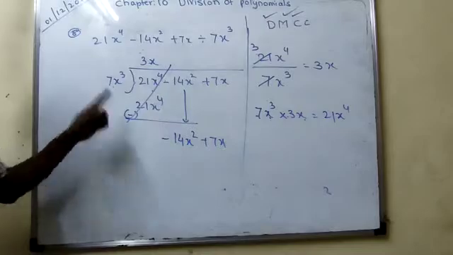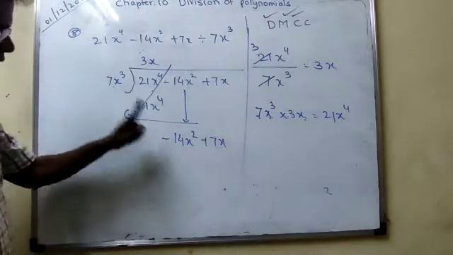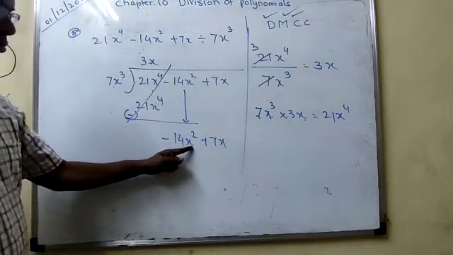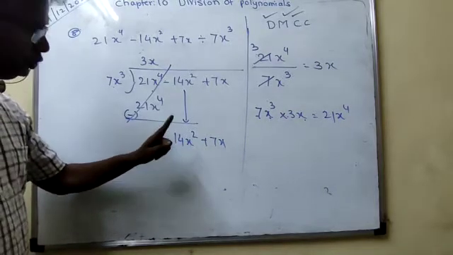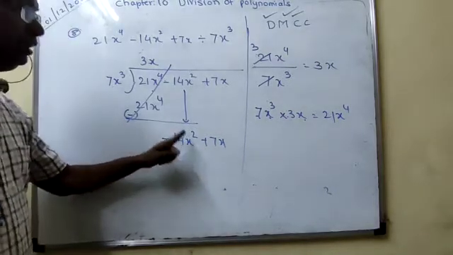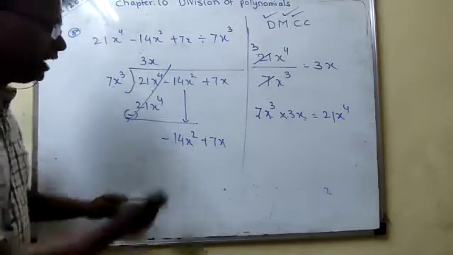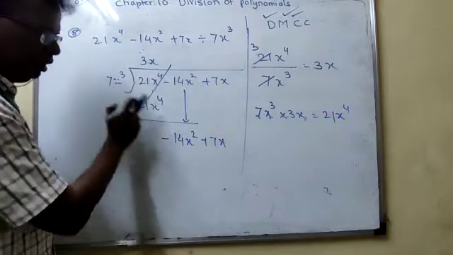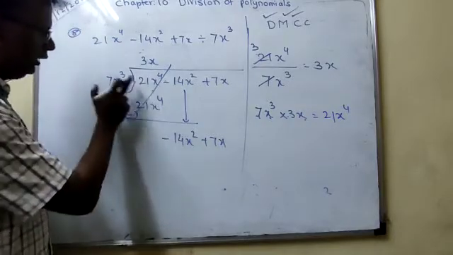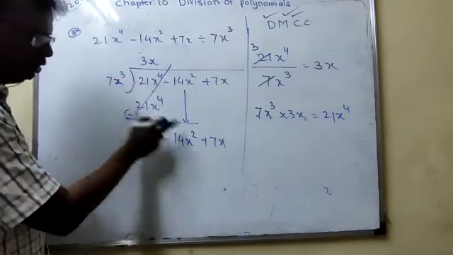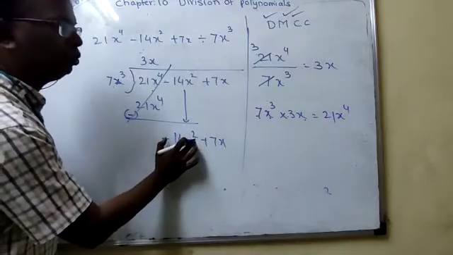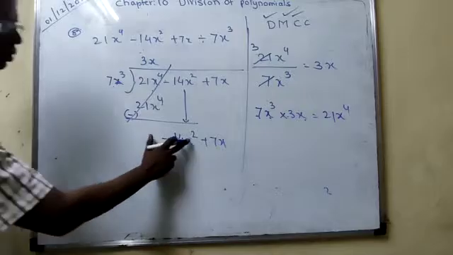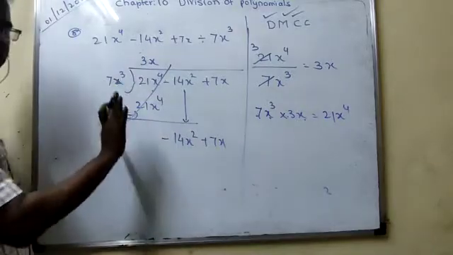Now we cannot divide. Why? Because here x cube is there, here x square is there. This term should not be greater than this term. This term either should be equal or it should be greater. But now it is smaller. This x square, here x cube. So we cannot divide now. If the degree is less, we have to stop dividing. So the degree is how much here? 2. What is the degree here? 3. So we have to stop.